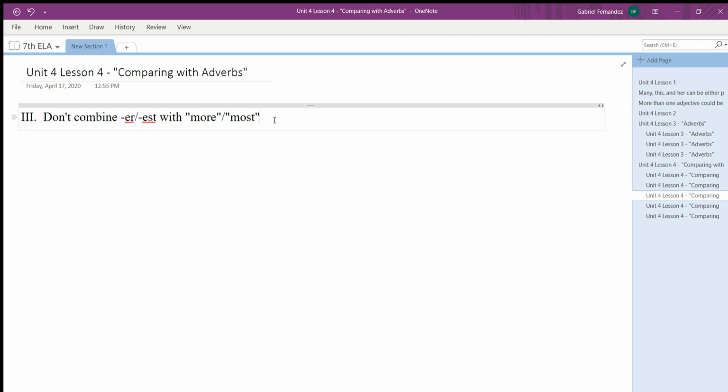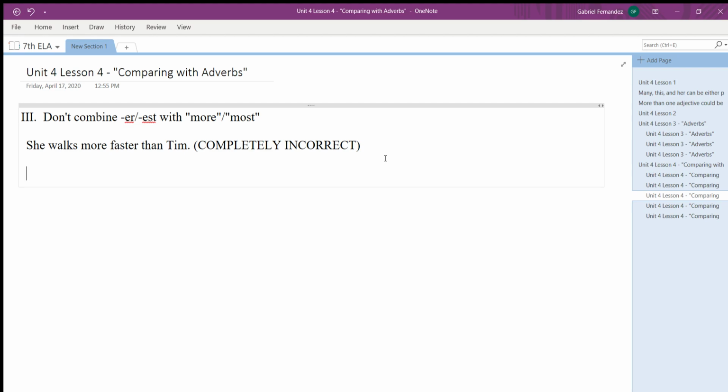Rule number 3, and I mentioned this in big bold letters with lesson 2. Do not combine ER or EST with more and most. You do not mix the two. It is incorrect to say something like, she walks more faster than Tim. You don't need that. That is incorrect. Completely incorrect. You don't mix more, which is comparative, and faster, which is comparative already. You just need one comparative form.